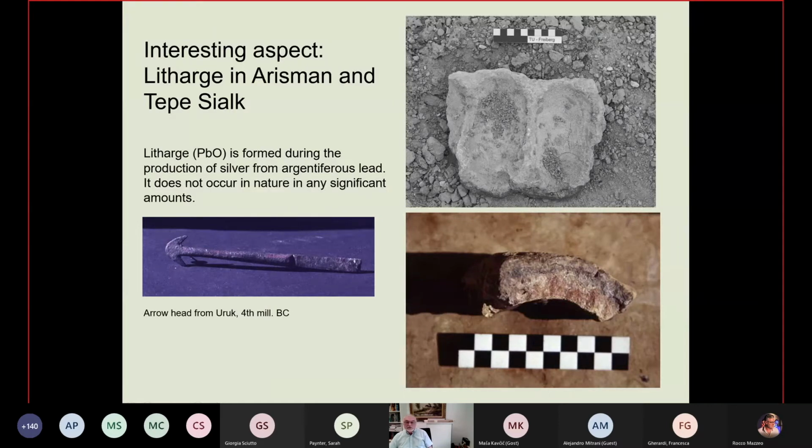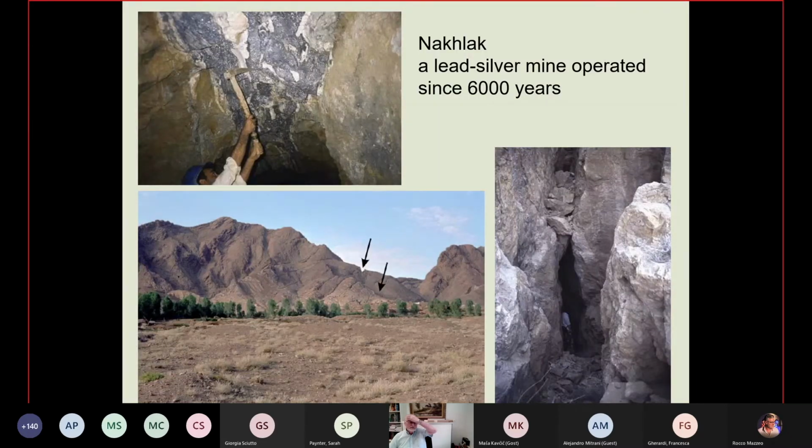Now the question was, is Arisman, or are the slags in Arisman there because there is a nearby deposit? And the answer was no. We had several students work on deposits around this site, and there were no copper or silver deposits which could be related to the litharge that we found there.